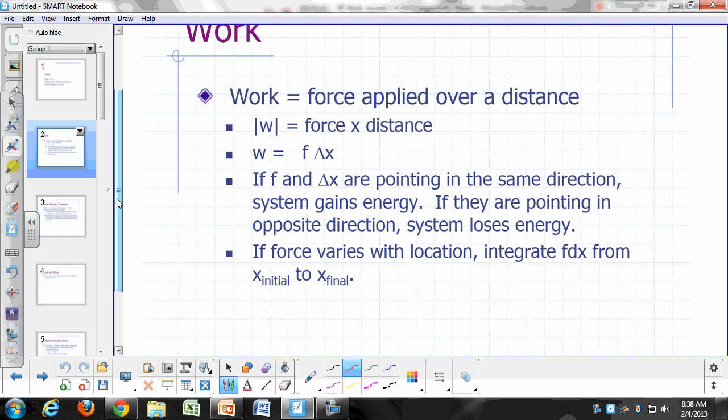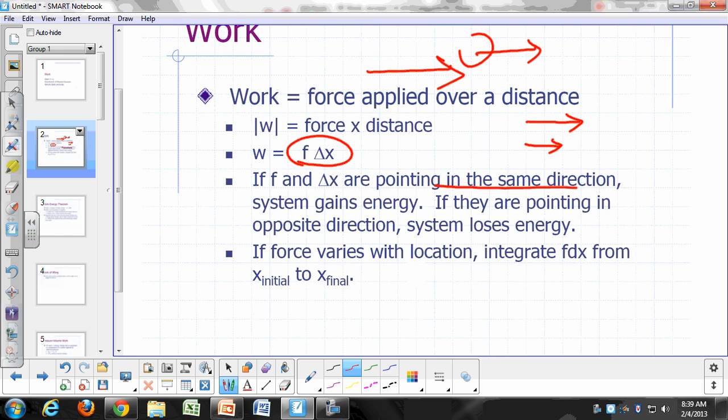Okay, so in terms of force and displacement, the vectors, work is the dot product of force and the displacement. So F times delta x. Okay, so if we're just doing two-dimensional systems, if your force is this way and the displacement is this way also, if they're pointing in the same direction, then that tells you that your system's going to gain energy. So if you have an object moving that way, you're pushing it that way, what do you think will happen to it?